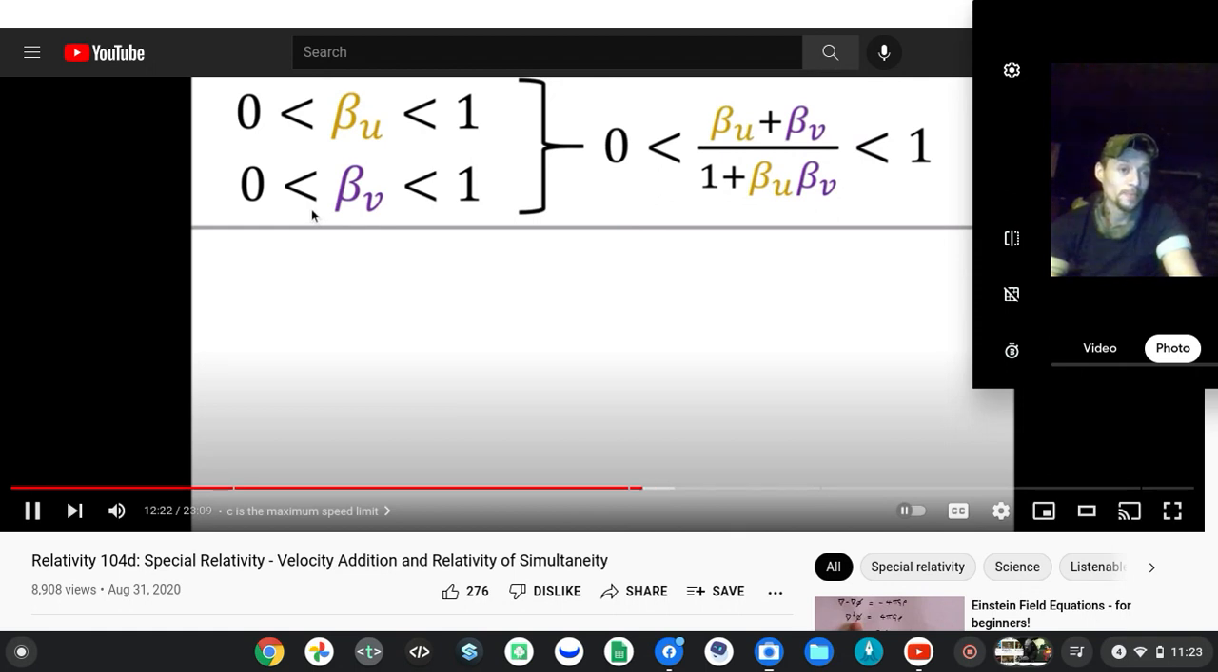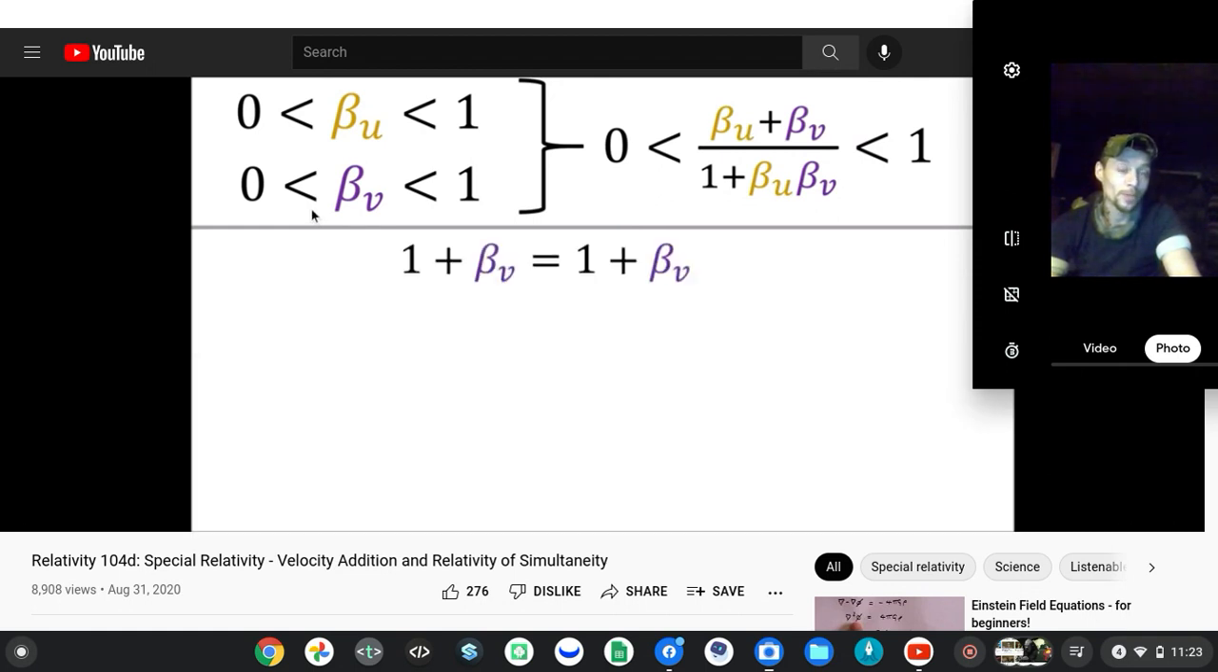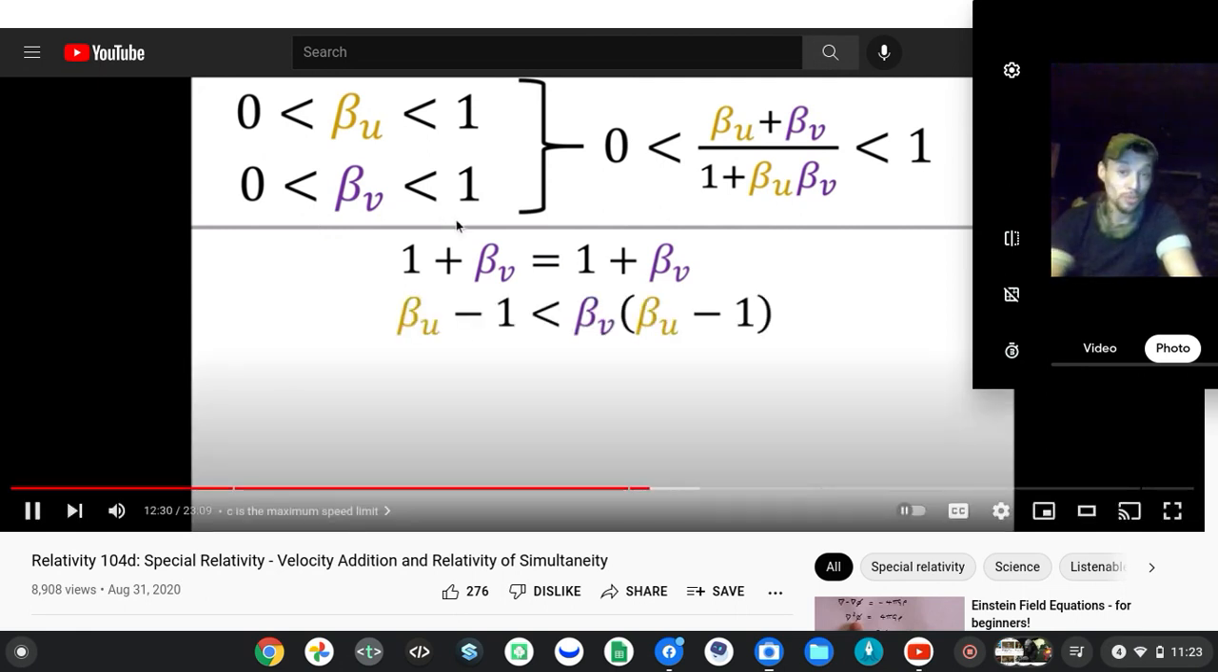And here's the proof for that. I think we can all agree that 1 plus beta v equals 1 plus beta v. What might be less obvious is that beta u minus 1 is less than beta u minus 1 multiplied by the fraction beta v. Keep in mind that since beta u is between 0 and 1, the left-hand side, beta u minus 1, is less than negative 1.